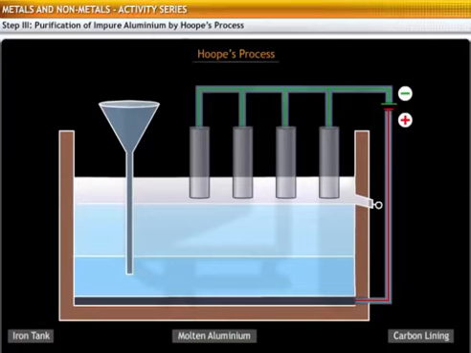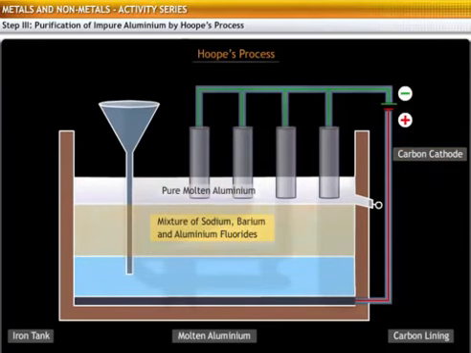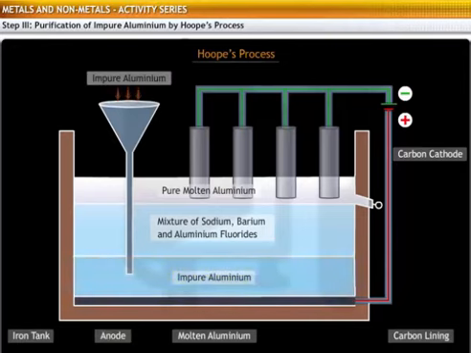The upper layer of the electrolyte cell consists of pure molten aluminium with a series of carbon rods that serve as the cathode. The middle layer or the electrolyte layer consists of a molten mixture of sodium, barium, and aluminium fluorides. The third layer is the bottom layer. Along with the carbon lining, it acts as the anode for the electrolytic cell. The bottom layer contains impure molten aluminium obtained from Hall and Héroult's process.